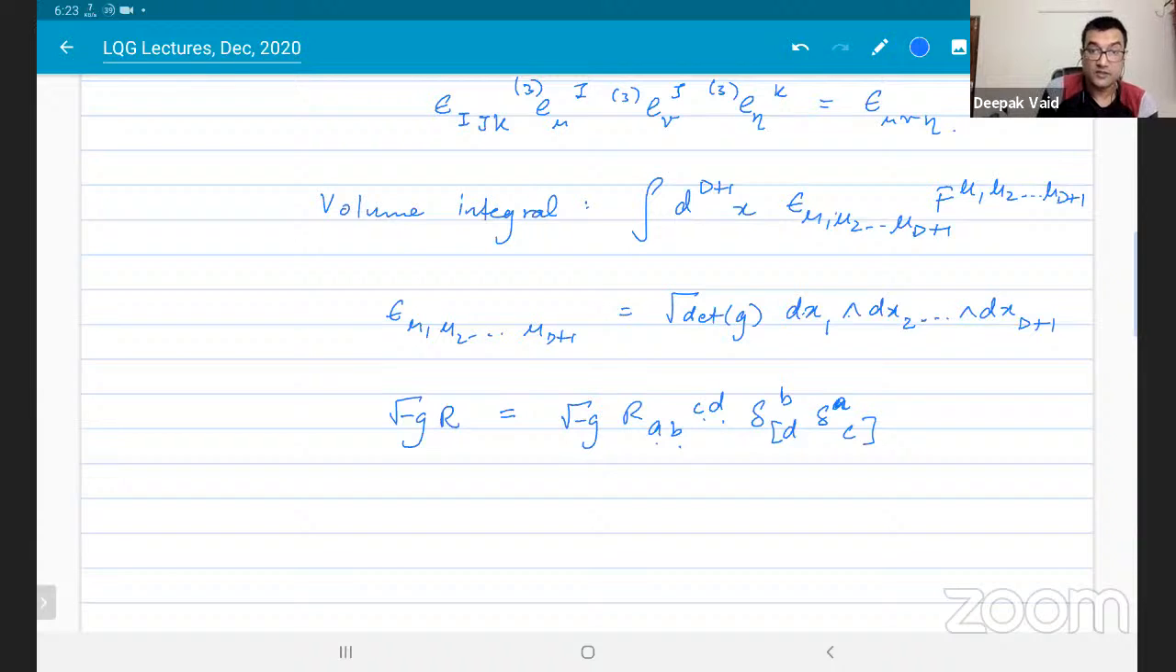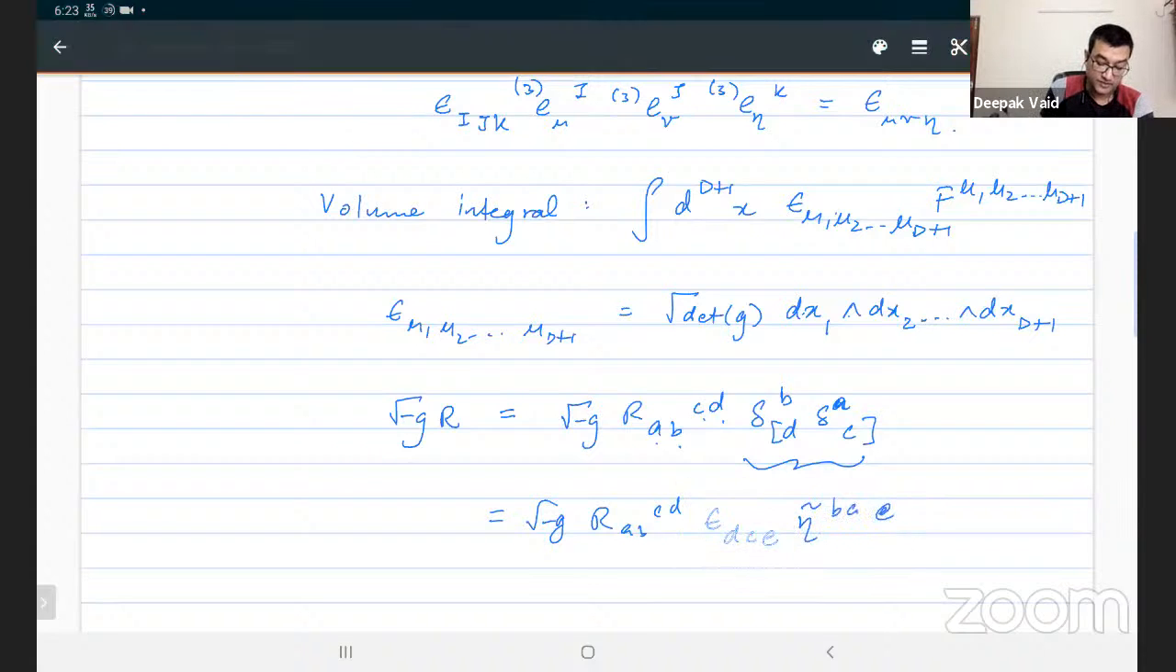And now this expression, okay, so this is a bunch of formal manipulations. This expression can be written using the following identity: epsilon dce and then eta bae, where this eta abc bae is the inverse of this tensor.